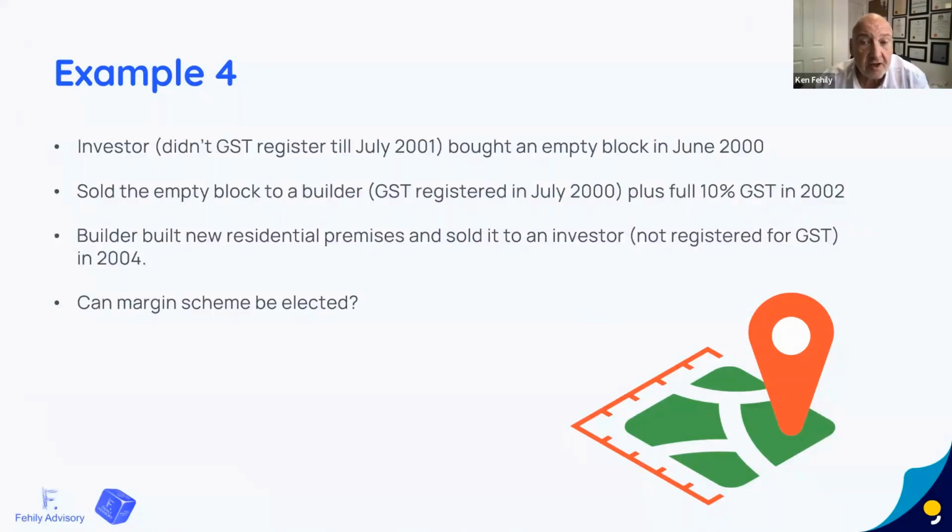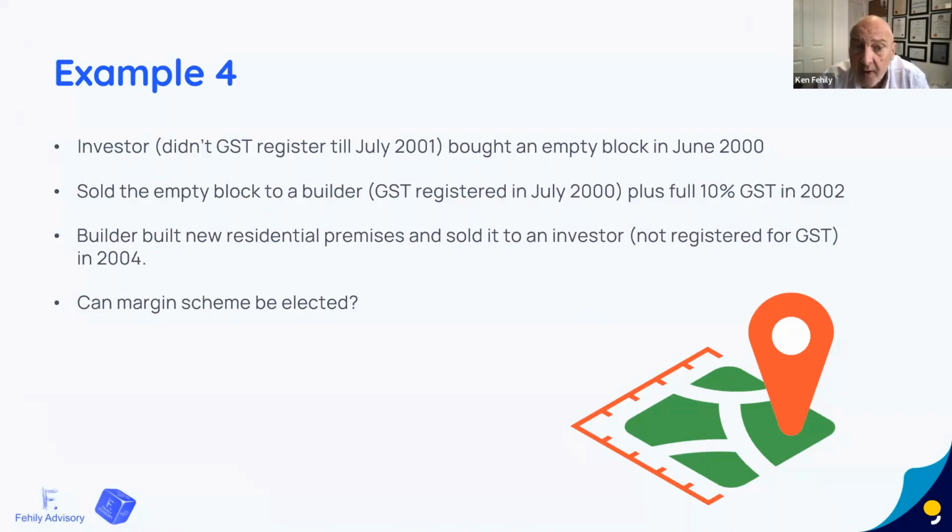An investor didn't register until July 2000 and bought an empty block. And by the way, distinguish between, we'll do this tomorrow, the massive difference between getting a valuation at 30 June 2000 and getting a valuation at July 1, 2000. One's valid for GST purposes and one's not. Huge difference. They sold the empty block to a builder, plus full 10% GST, in 2002. The builder built new residential premises and sold.